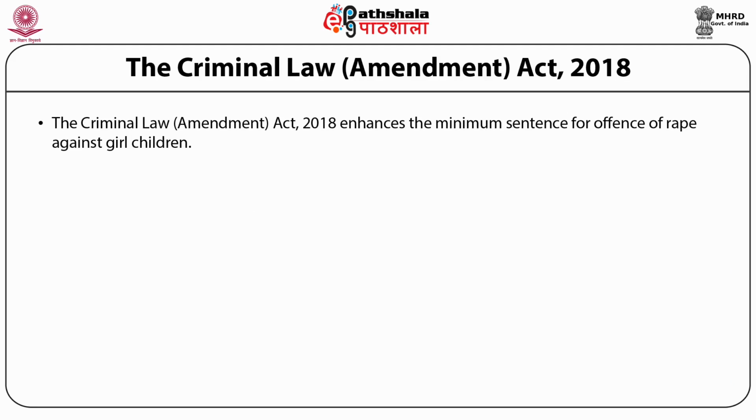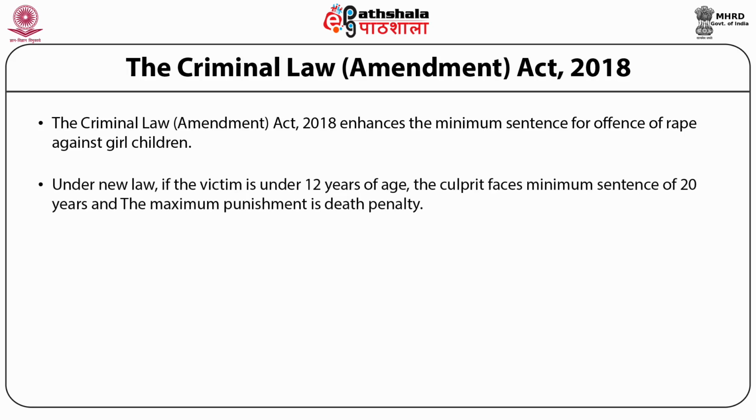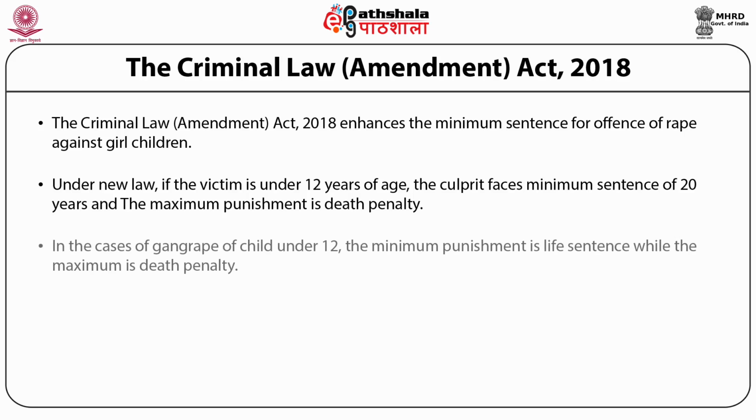The Criminal Laws Amendment Act of the year 2018 has enhanced the minimum sentence for the offence of rape against a girl child. Under the new law, if the victim is below 12 years of age, the culprit faces a minimum sentence of 20 years and the maximum punishment is death penalty. In cases of gang rape of a child below 12 years of age, the minimum punishment is life sentence while the maximum is death penalty.